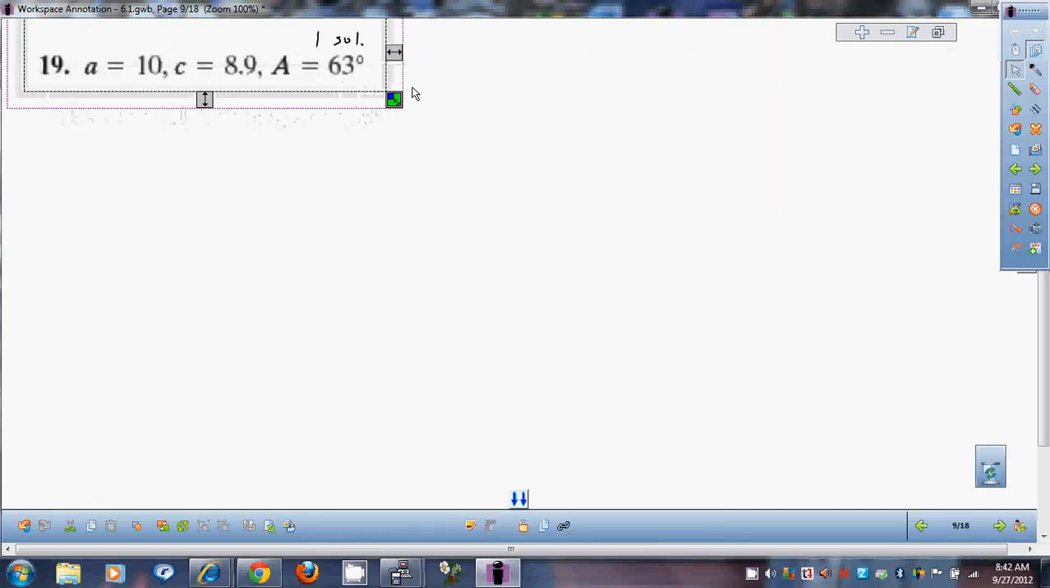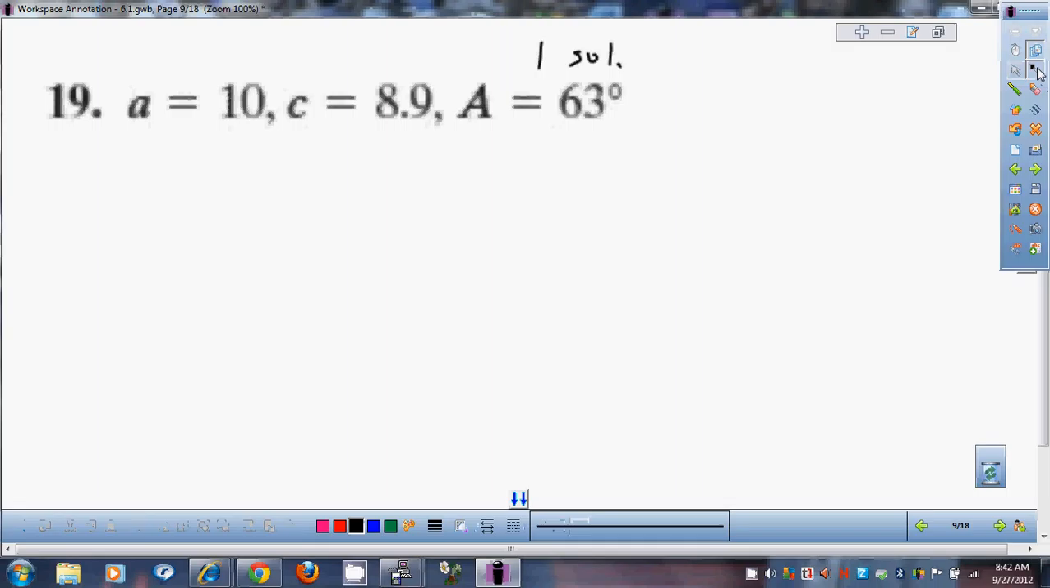Now let's assume this triangle is ABC. So we're looking for angle C, side B, and angle B. Those are the three pieces we're looking for, correct? Assuming it's an ABC triangle. I guess you could label that whatever you wanted to. Now, you're still using law of sines today. So, which side-angle pair do I set up to start my proportion?